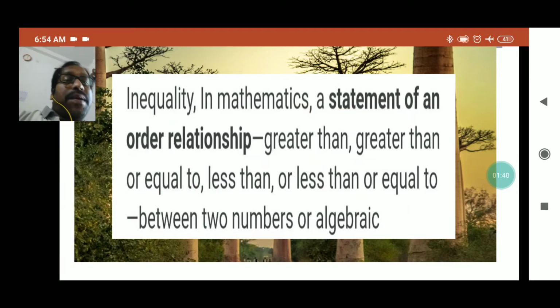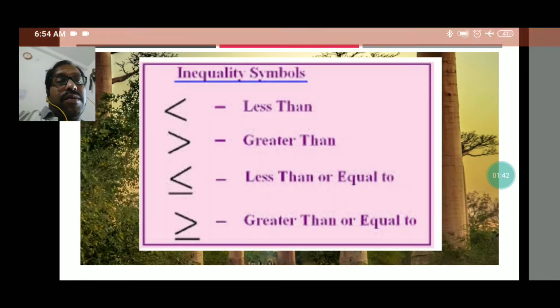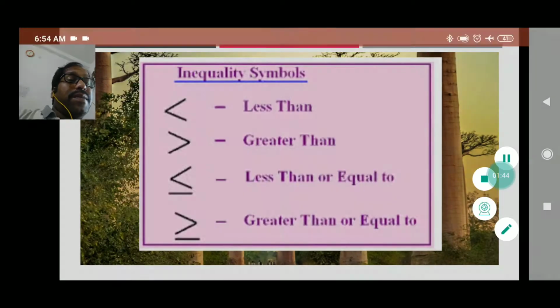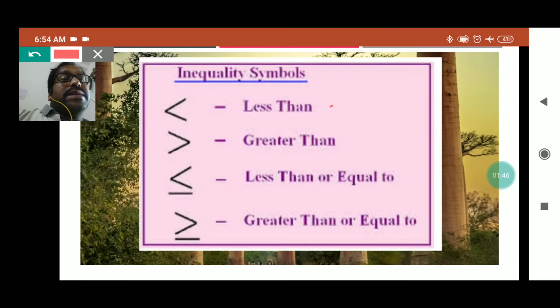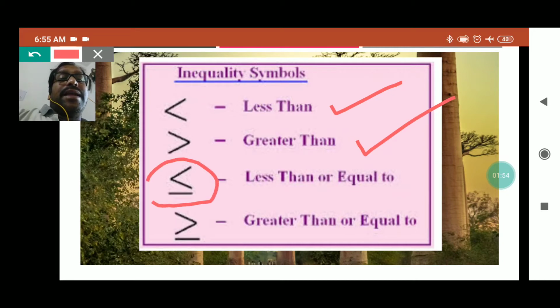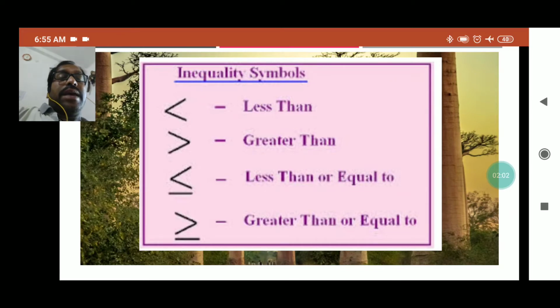So we will read by the sign only. See here, this is the sign of these things. This is the symbol of less than, very familiar from your childhood. This is the symbol of greater than. This is less than or equal to, and this is greater than or equal to. So these are the four symbols that we have to use in our geometry also. How? See this.